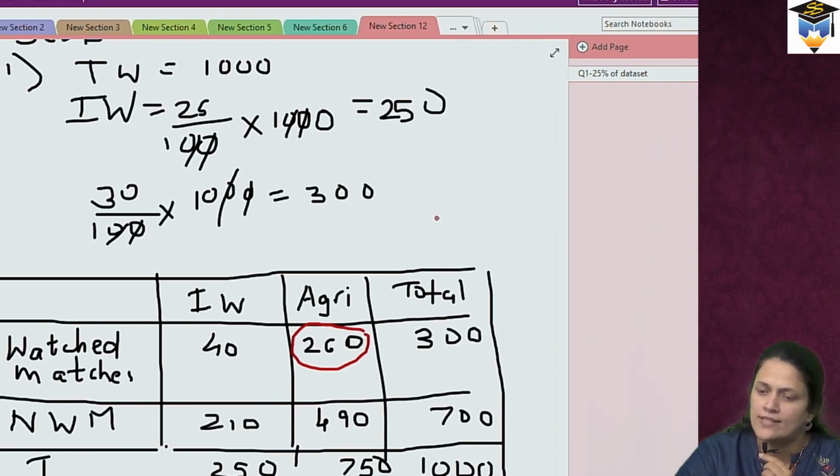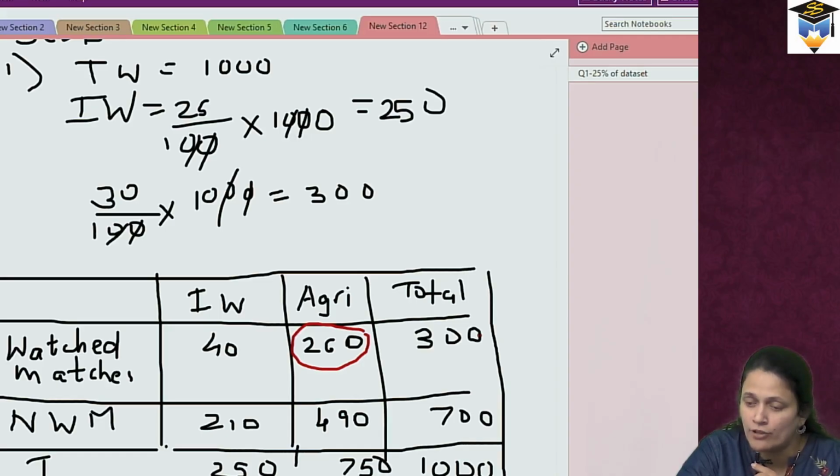Okay, so now as you can see over here, what have they given us in the first question? Total number of workers is 1000, total number of persons. 25% were industrial workers, so 25 upon 100 into 1000. So industrial workers came out to be 250 total. And the rest were agricultural workers. Now 30% enjoyed World Cup matches on TV. So total 300 persons who watched matches.